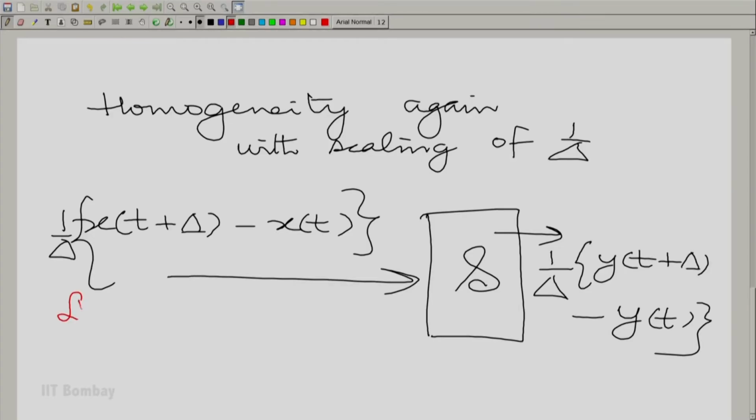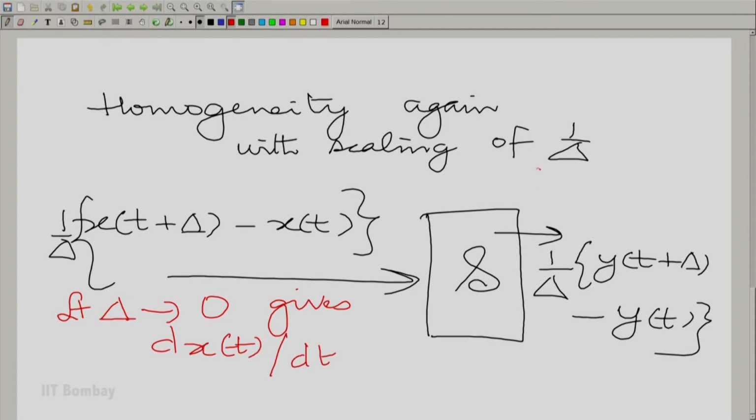In fact, the limit as delta tends to 0 gives dx(t)/dt here, and the limit as delta tends to 0 gives dy(t)/dt here. So, there we are. This is a very important and a very simple principle actually. It says taking the derivative at the input of a linear shift invariant system results in the output also being subjected to a derivative operation.